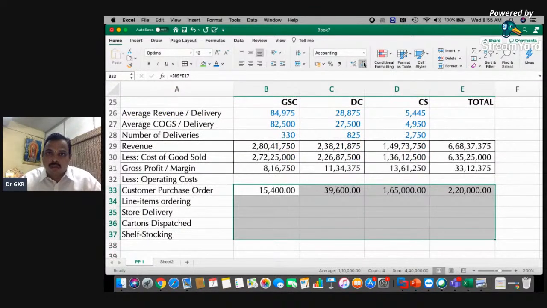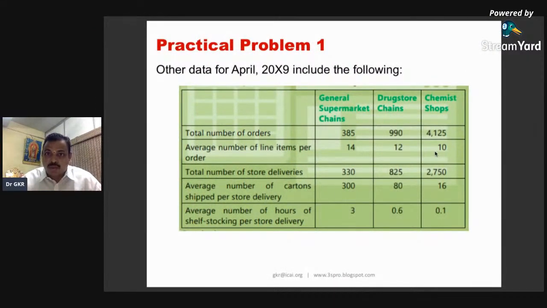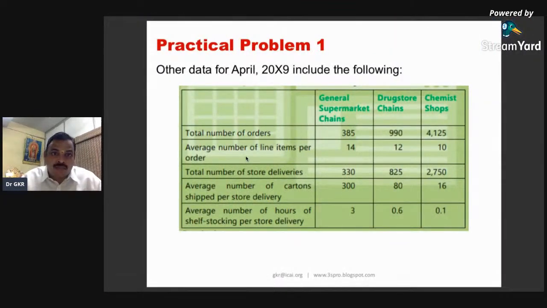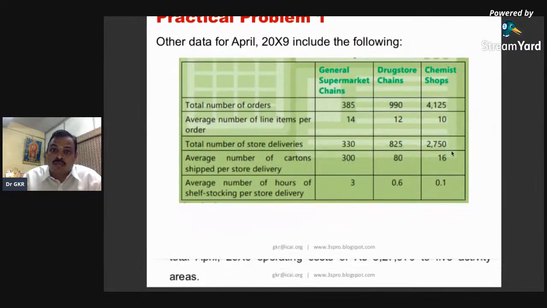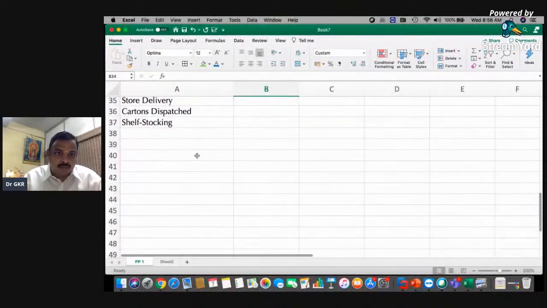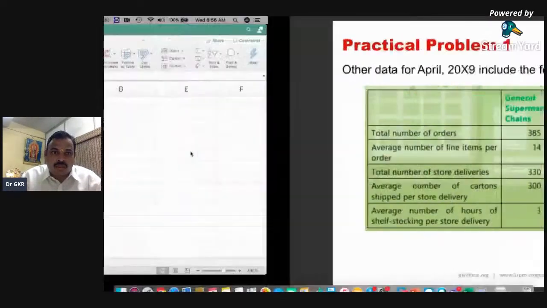Okay, good. So now I'll go for the next line item. So what is the next line item? 14 plus 12 plus 10. So it is 36. I have only divided by the average number of line items. This is average number of line items and total number of orders. So 385 into 14 will be the total number of line items. 990 into 12 will be the total number of line items. 4125 into 10 will be the total number of line items. So what I will do, I will actually do a small working note here so that you have clarity. So what is your working note? The total number of orders.